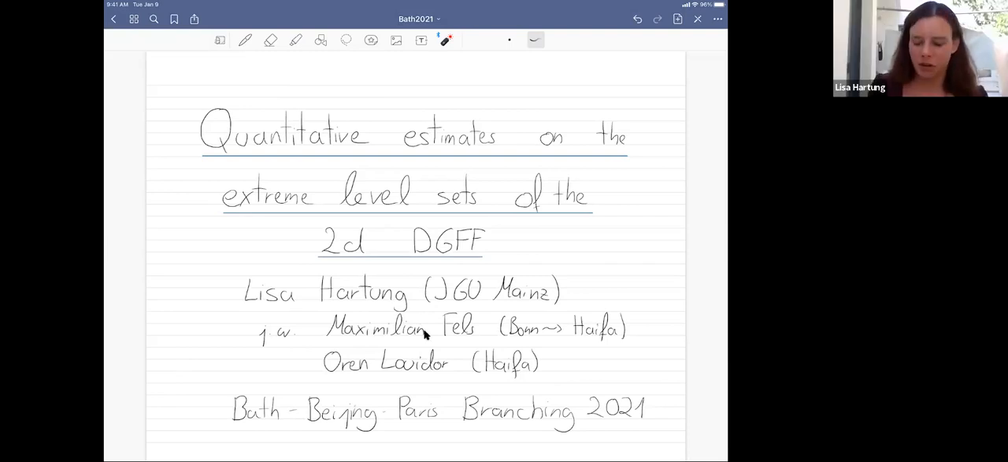What I'm going to talk about is related to Leonid's talk yesterday. He was talking about estimates on the extreme level sets of branching Brownian motion, and we are going to look in this talk at estimates of the extreme level sets of the two-dimensional discrete Gaussian field.